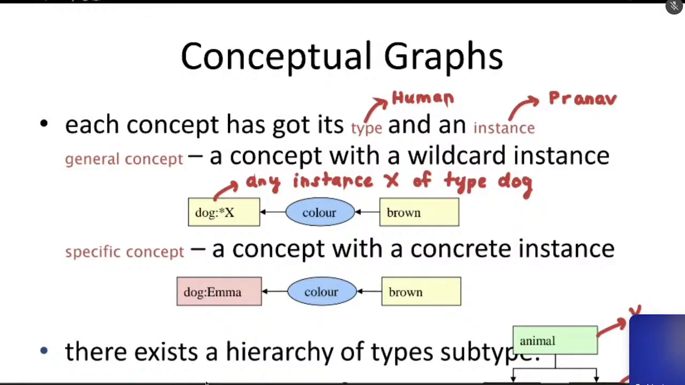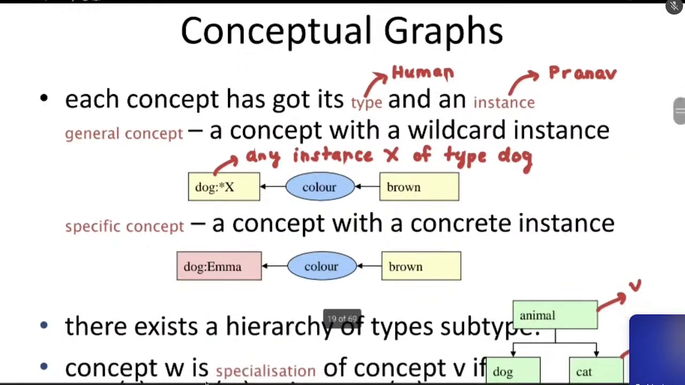They're saying a general concept is a concept with a wildcard instance. If you look at this conceptual graph, you have brown, dog and color. It's saying brown is the color of dog. Dog is a type here, and they gave star X. I think they wanted to mean any instance X of type dog. So basically any dog.